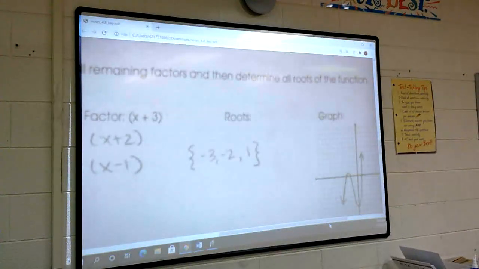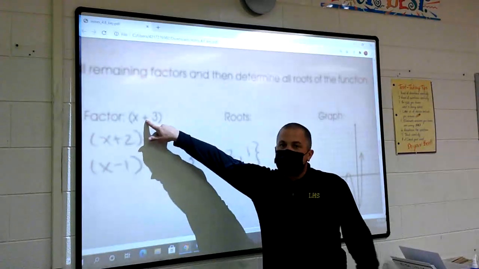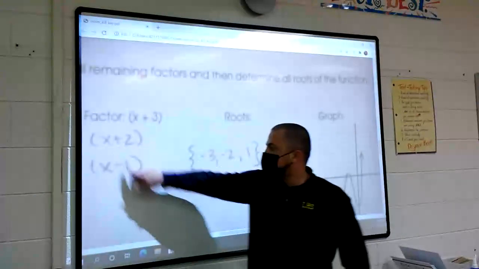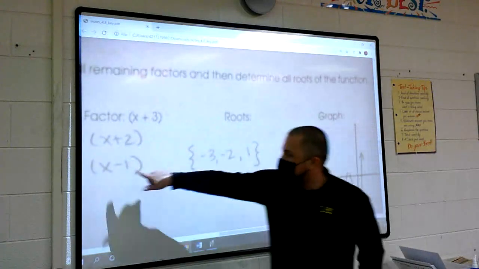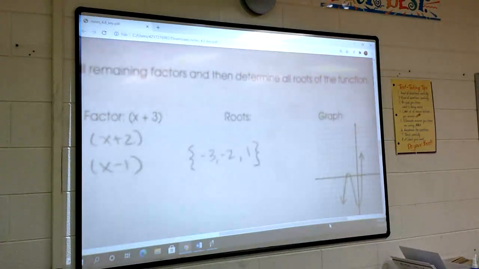So that means my factors were, for -3, it would be x plus 3. They had already given me that one. For -2, it was x plus 2. And for 1, it was x minus 1. So that's all you have to know. So really all you're doing here is graphing it, looking at where it crosses, knowing that those are your roots, and then writing your factors as the opposite.